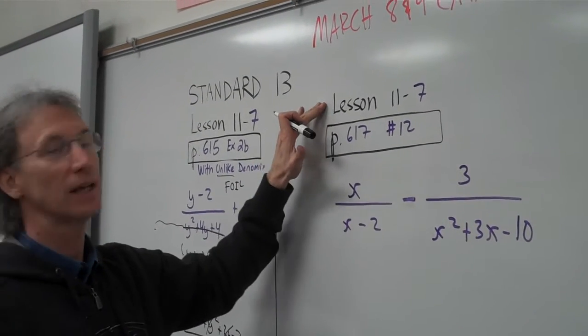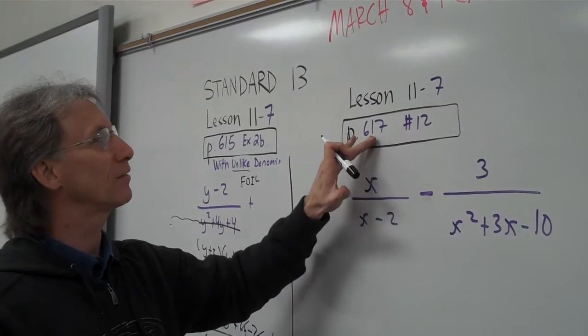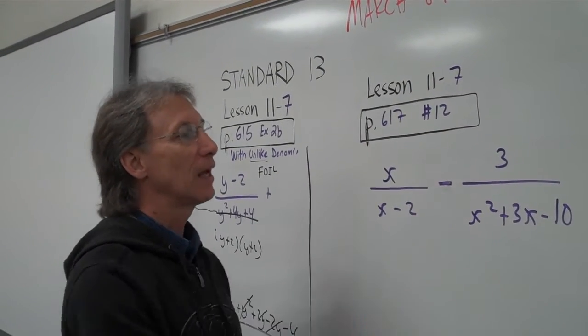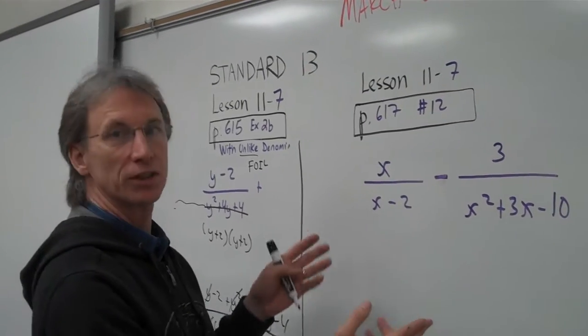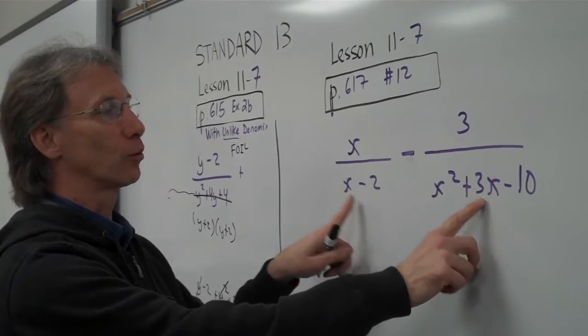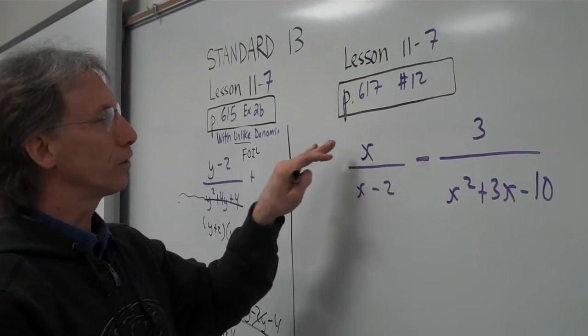Back here doing lesson 11-7, page 617, number 12. This is a subtraction problem, and as we look at this, we notice a couple of things. One, they do not have the same denominator, so we're going to have to work with that. And the other things are fine, though.